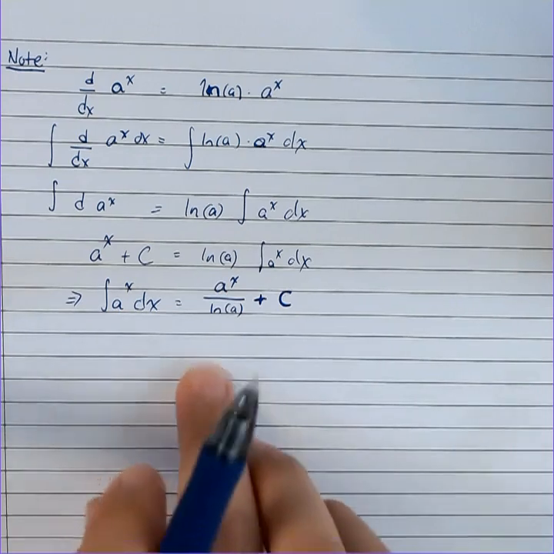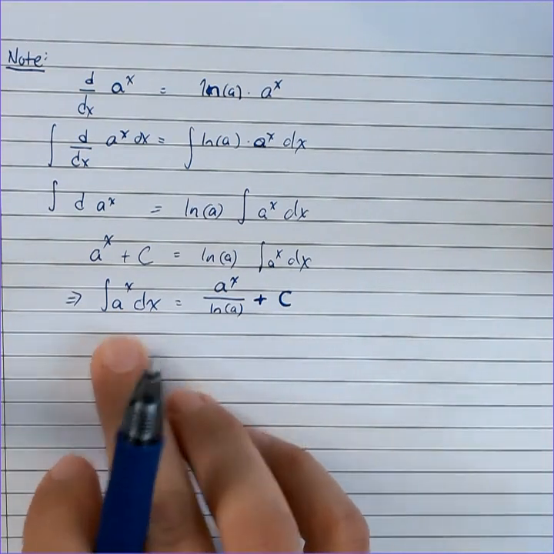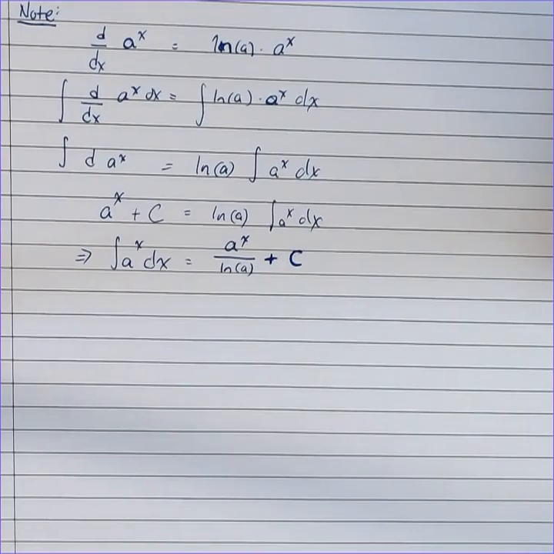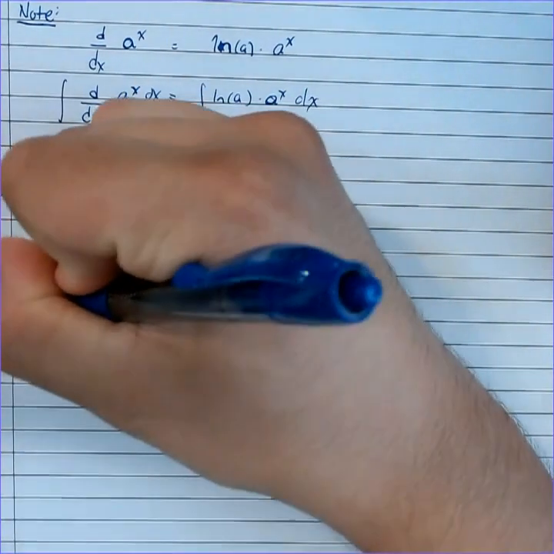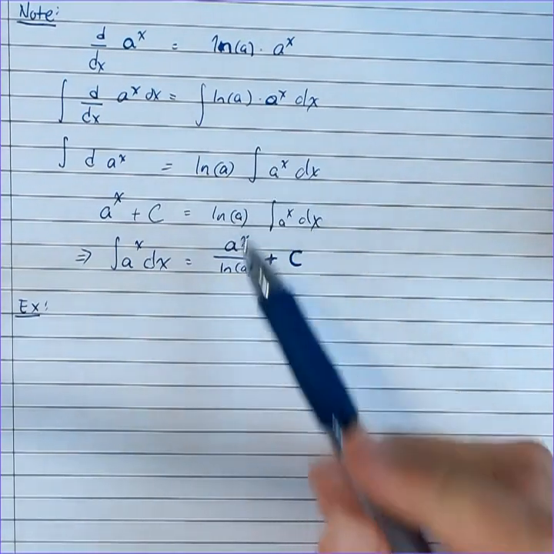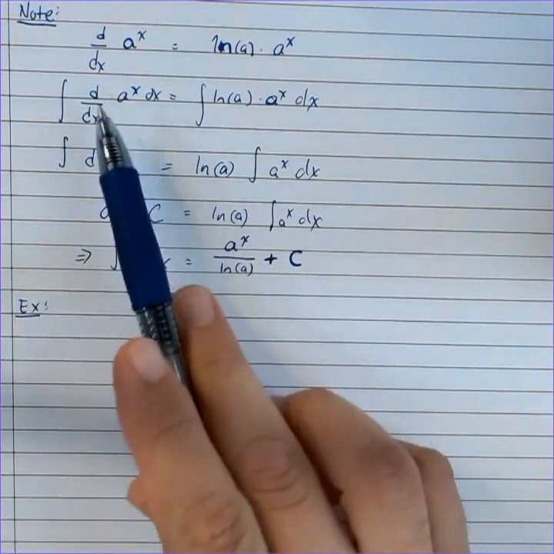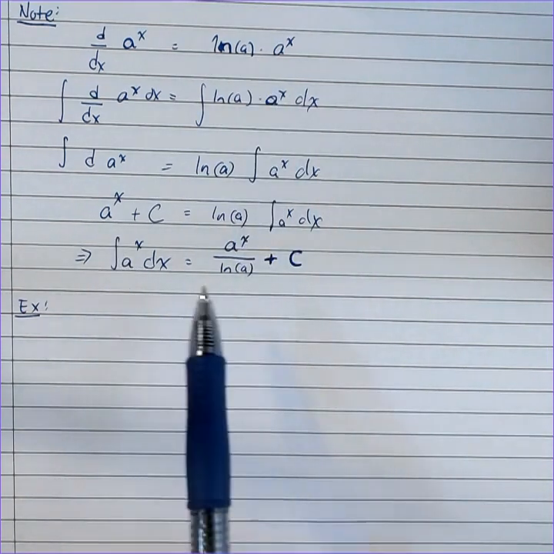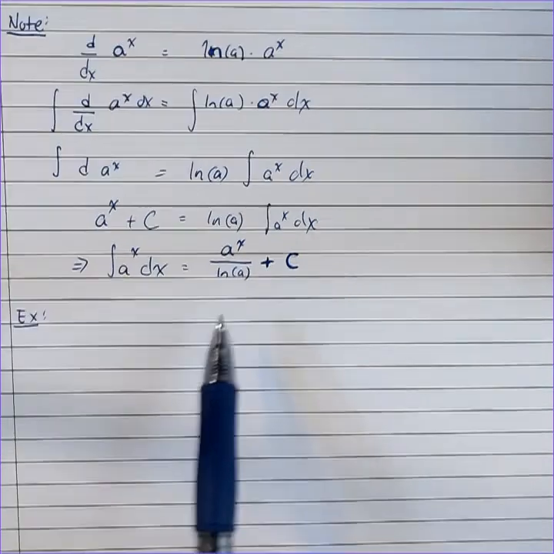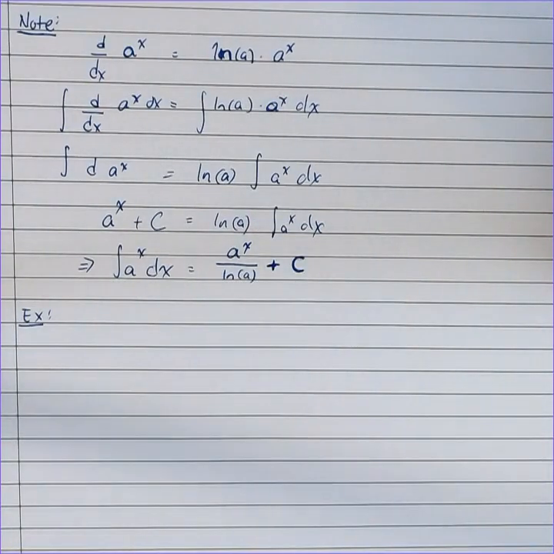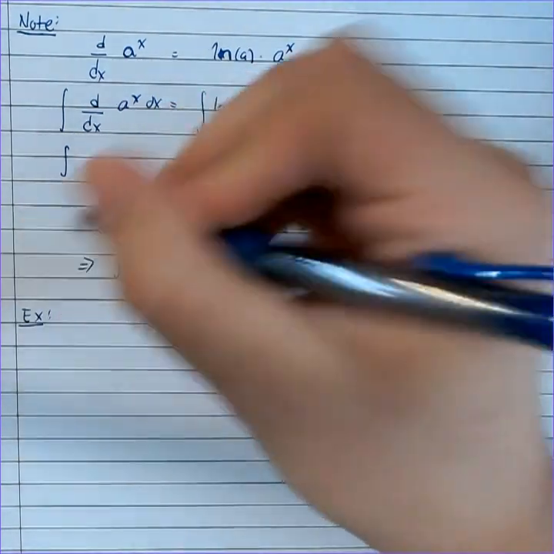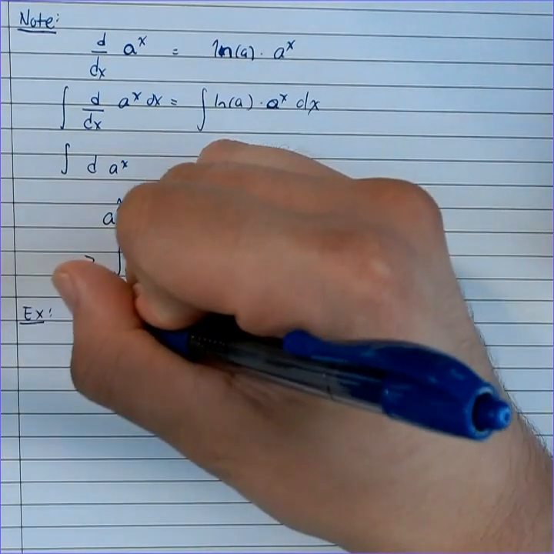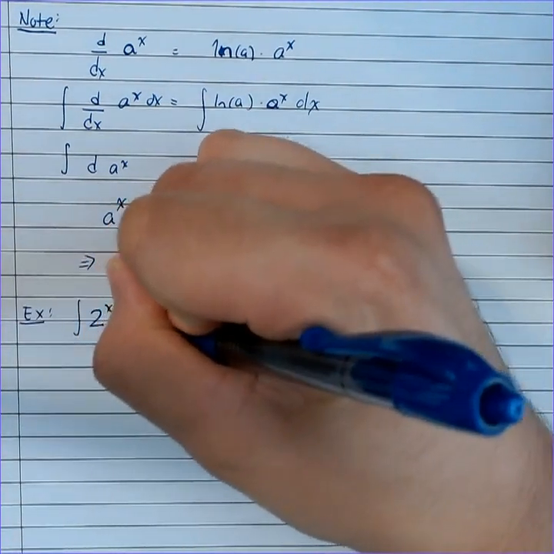But in any event, here you see the result that the integral of a to the x dx is a to the x over the natural log of a plus a constant of integration. For example, I almost want to call this a proof, but really we're just using a theorem that we already knew mixed with another theorem. Notice that this is true. As an example, let's start simply. Let's say 2 to the power x.